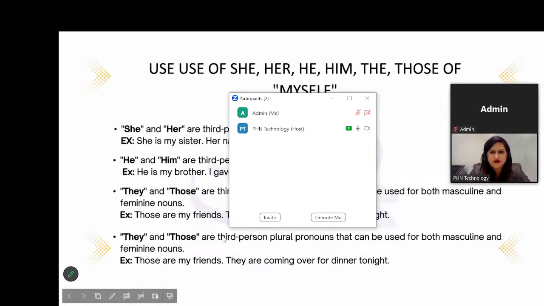Next. The uses of she, her, he, him, they, those, and myself. She and her are third person singular feminine pronouns. For example, she is my sister. Her name is Radha. Now you're going to talk about a female, wherein you're going to call her she. She is my sister. Her name is Radha. Now, he and him are third person singular masculine pronouns.